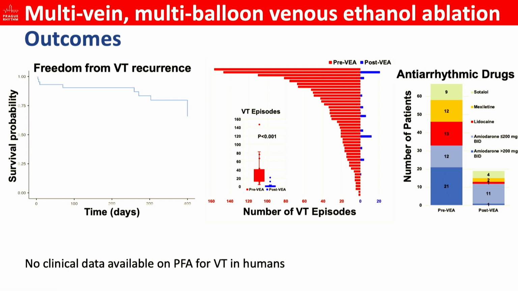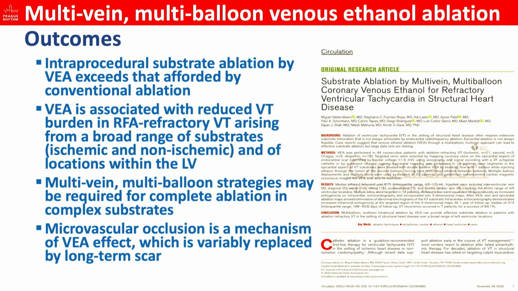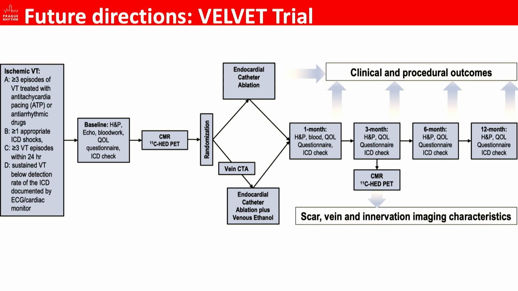We don't have any such clinical data for PFA in humans with VT, although the experimental data appear promising. So we concluded on this experience that intraprocedural substrate ablation by venous ethanol exceeds that afforded by conventional ablation, both endo and epi, and this led to reduction in VT episodes, simplification of the antiarrhythmic therapy, with the caveat that multi-vein, multi-balloon strategies may be required to achieve a thorough substrate ablation. This is now the content of the NIH-funded Velvet trial, which will be starting hopefully soon.